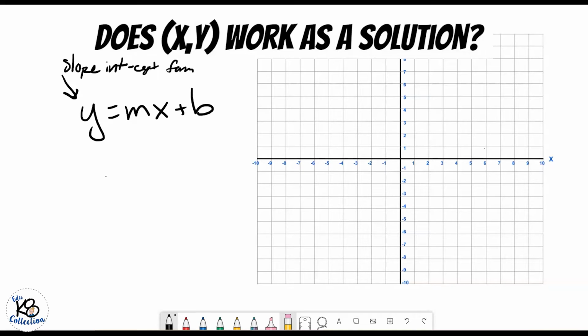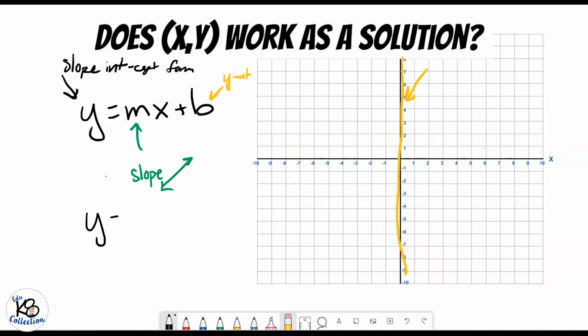Each one of these letters tells us something important about the equation. The m is the slope, that's the rise over the run, basically how steep is the line. The b is the y-intercept, basically where on the y-axis the line crosses. And then the x and the y.